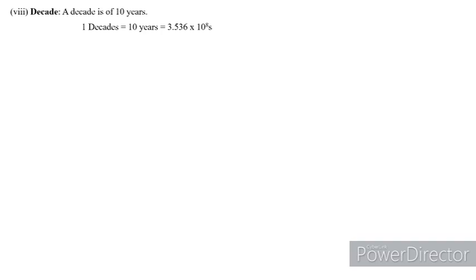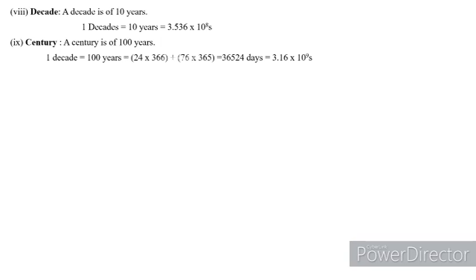Okay, and now we are seeing a decade. A decade is what? Nothing but 10 years. When you take 10 years together, it is called a decade. And centuries: when we take 100 years together, that is called a century.